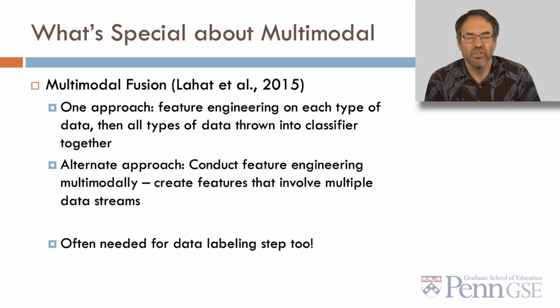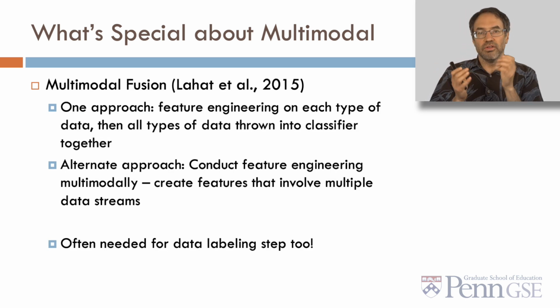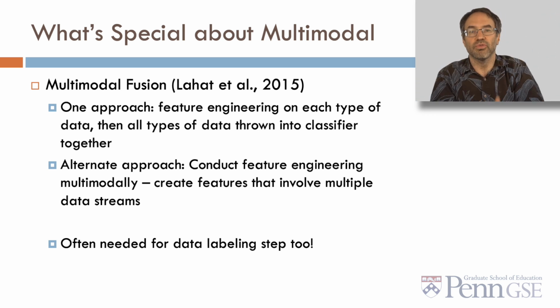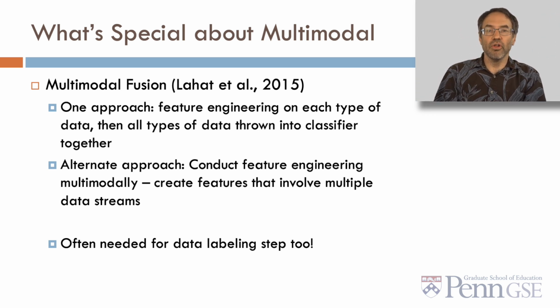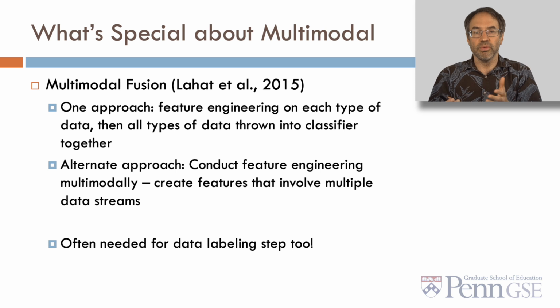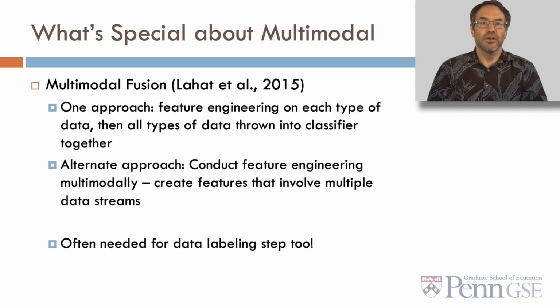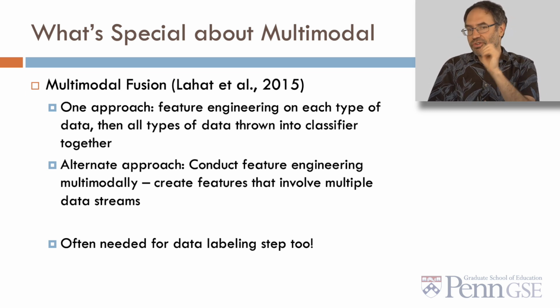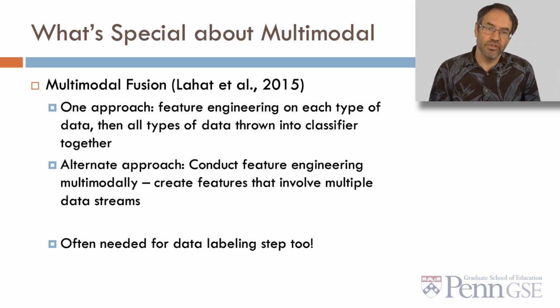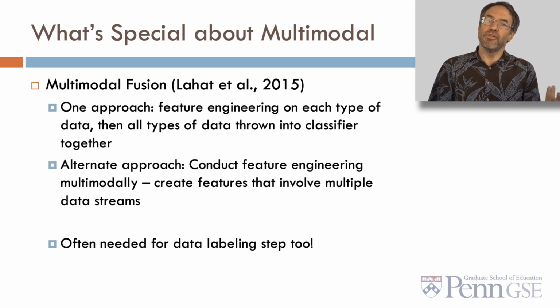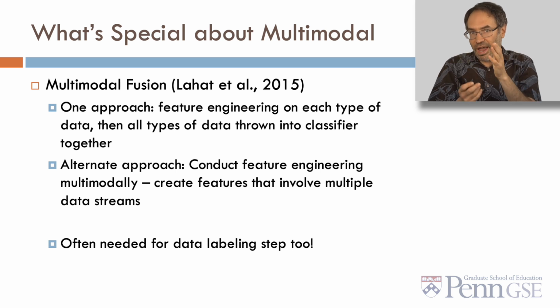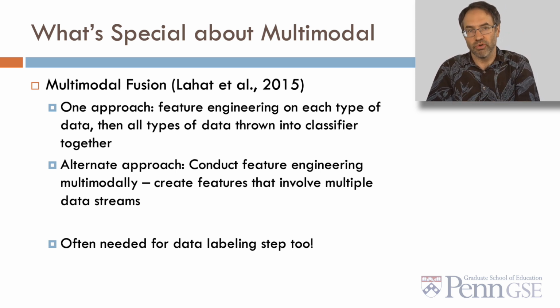Once you've extracted the features, you then have to think about multimodal fusion. And Lahat et al. has a nice paper on that. One approach is feature engineering on each type of data, and then you take all the types of data and you throw it into the classifier together. An alternate approach is to conduct feature engineering multimodally, creating features that involve multiple data streams. And this is often needed for the data labeling step too. So multimodal fusion, we often think about in terms of the predictors, but in fact we often need it for the data labeling step too, because often our data labels that human beings are going to make actually consist of things that involve multiple sources of data at the same time.